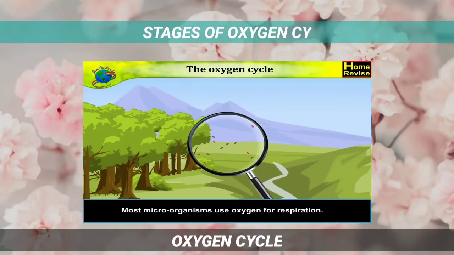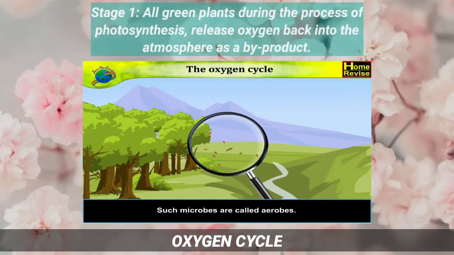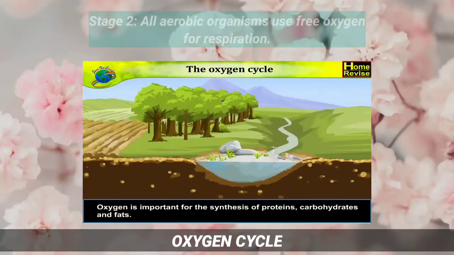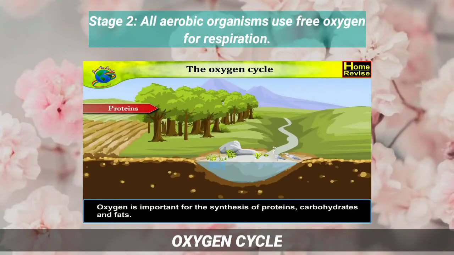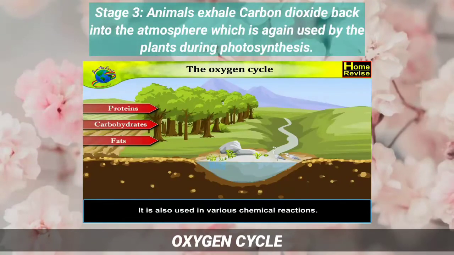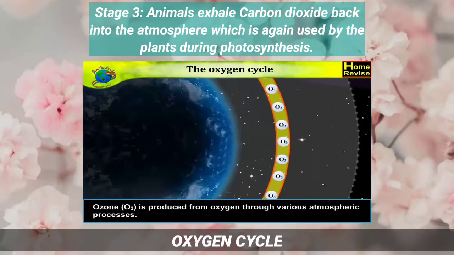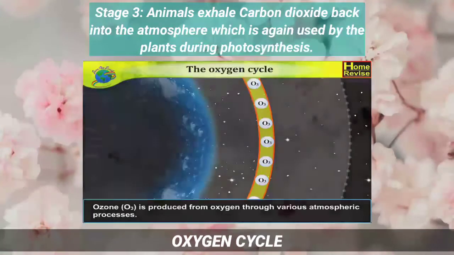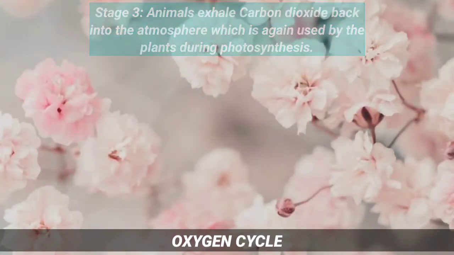These are the stages of the oxygen cycle. Stage 1. All green plants, during the process of photosynthesis, release oxygen back into the atmosphere as a byproduct. Stage 2. All aerobic organisms use free oxygen for respiration. Stage 3. Animals exhale carbon dioxide back into the atmosphere, which is again used by the plants during photosynthesis. Now, oxygen is balanced within the atmosphere.